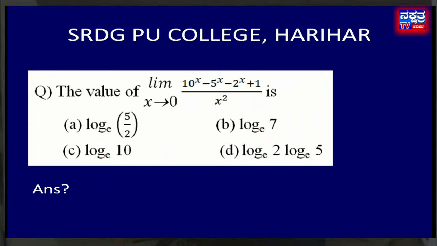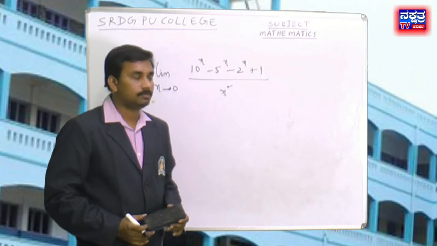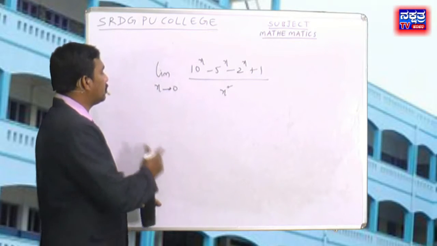The value of limit x tends to 0, 10 power x minus 5 power x minus 2 power x plus 1, by x square is: option A log 5 by 2 base e, option B log 7 base e, option C log 10 base e, option D log 2 base e into log 5 base e. Watch the board. This is also one more very good question.